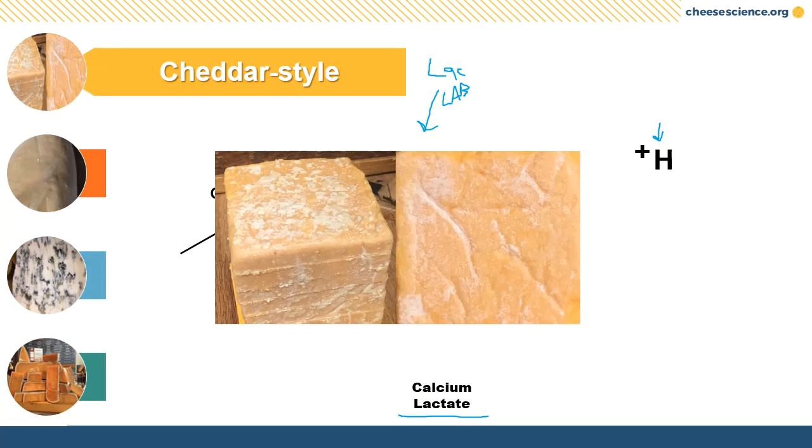Oftentimes, how you'd find these is on the surface of a cheese. So here you can see an example. This is a really aged block of Wisconsin cheddar. I believe this was a 15-year block of Wisconsin cheddar. As you can see, it's absolutely coated with calcium lactate crystals. Those aren't mold. A lot of consumers mistake this for mold. In fact, this is probably the most notorious crystal type across all cheeses because it's so often mistaken for mold.